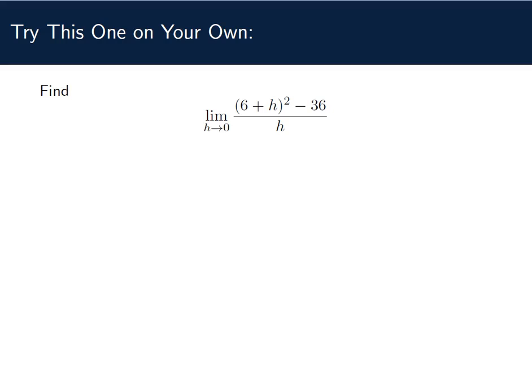I'm going to show you this next slide. I would like for you to try that on your own. The limit as h goes to 0 of (6 plus h) squared minus 36 over h. Try that on your own before you watch the next video.